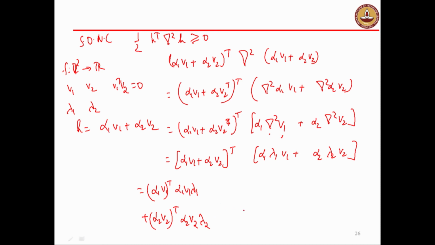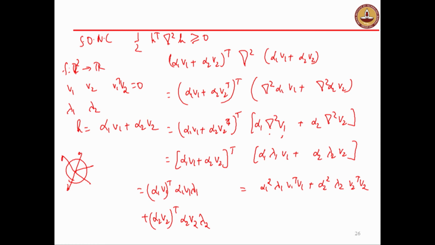So this has to be greater than or equal to 0, and this is equal to alpha 1 square lambda 1 V1 transpose V1 plus alpha 2 square lambda 2 V2 transpose V2. This has to hold for all my h, in all directions. So what can you say about lambda 1 and lambda 2? No matter which direction I go, this term should be non-negative. Definitely it should be true when I go along the eigenvector directions.